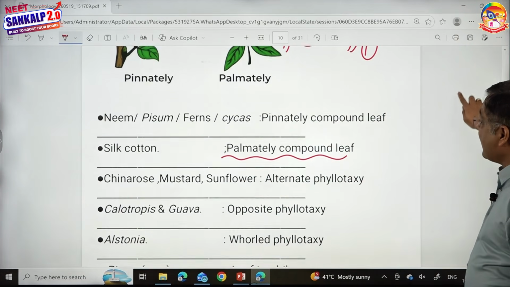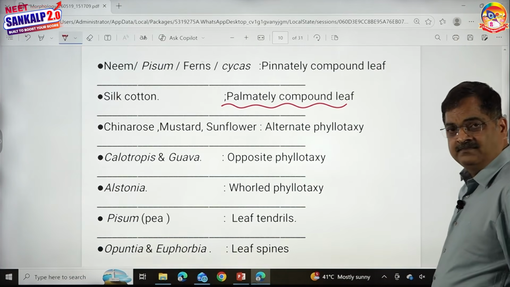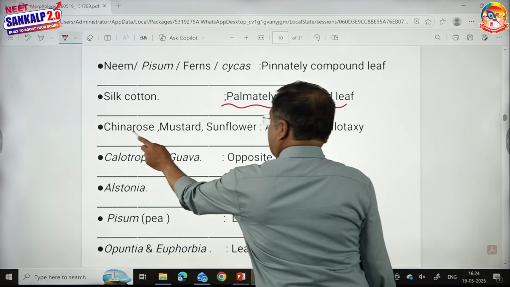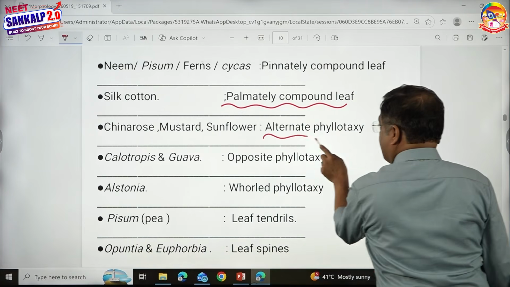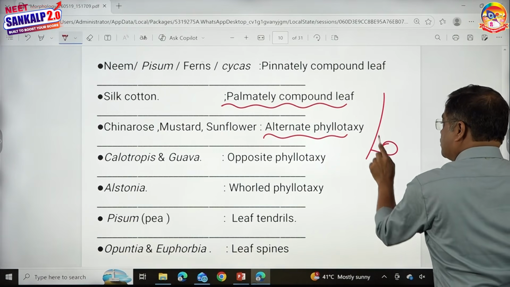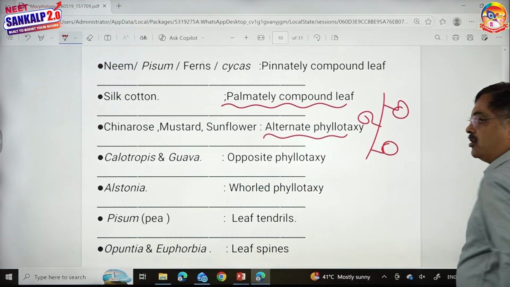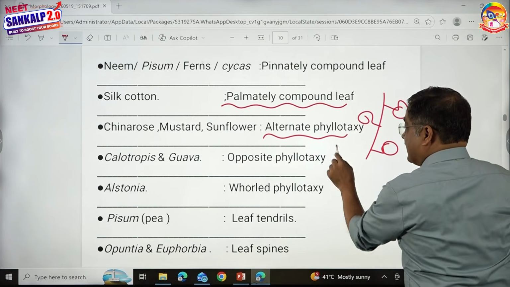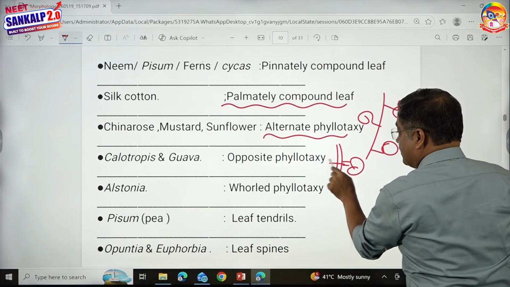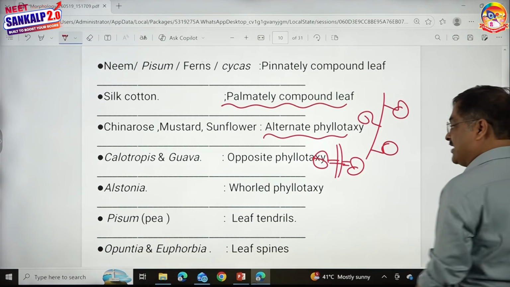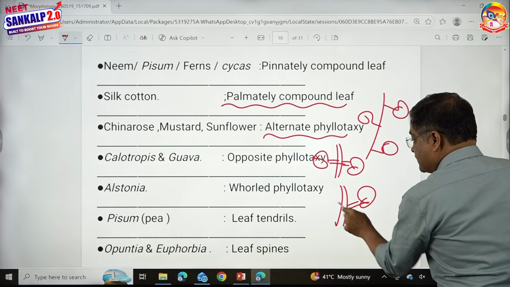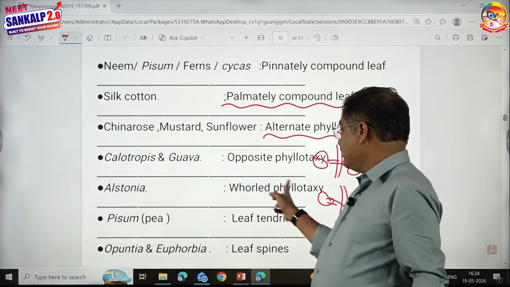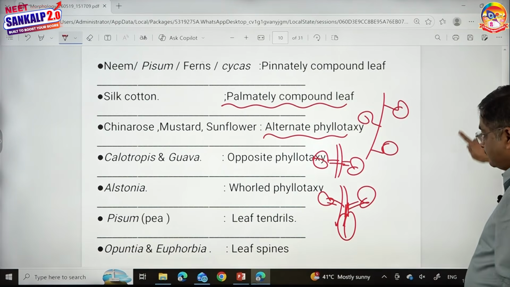So next one, what we have is Phyllotaxy, children. Arrangement of leaves on the stem is said to be Phyllotaxy. China rose, mustard and sunflower show alternate Phyllotaxy. One leaf at each node like this. This is said to be alternate. And Calotropis and guava, there are two leaves at each node. This is said to be opposite. Alstonia, there is a whorl of leaves at each node. This is said to be whorl Phyllotaxy, Alstonia.